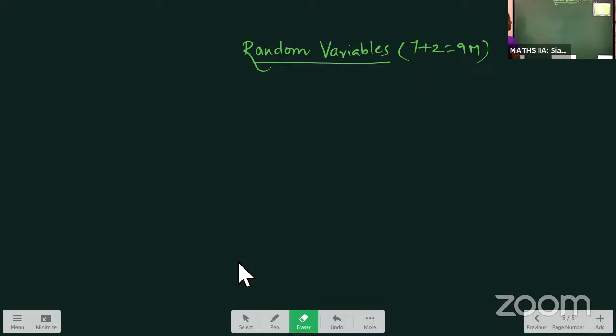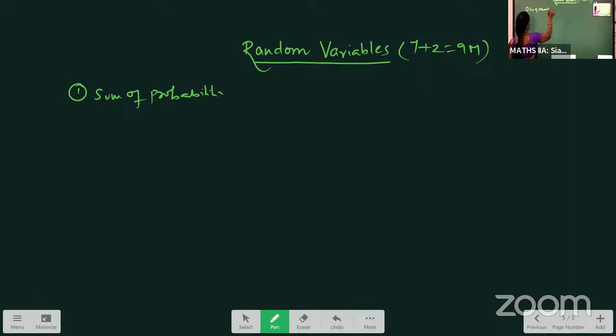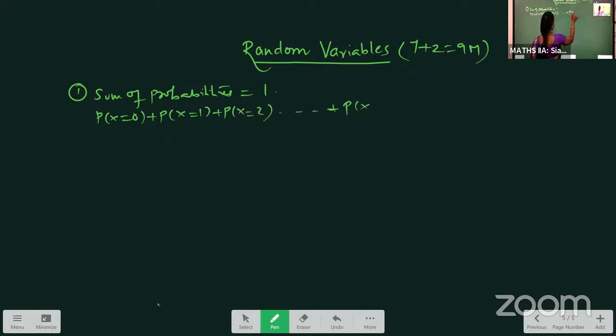So what are the important points to be remembered here? Random variables. First, you have to remember that the sum of the probability is always equal to 1. Like P of x is equal to 0 plus P of x is equal to 1 plus P of x is equal to 2, and so on like that, P of x is equal to k. That value is always equal to 1. Every question starts with this concept only. Keep it in your mind.